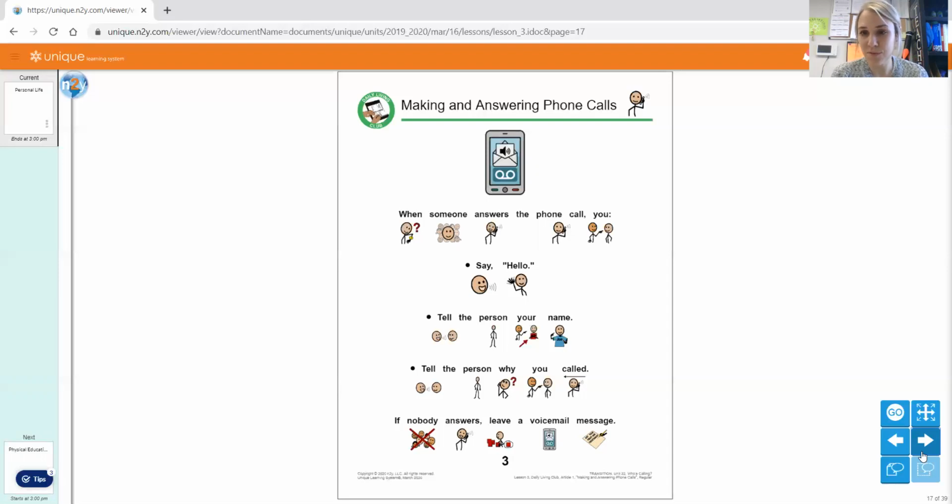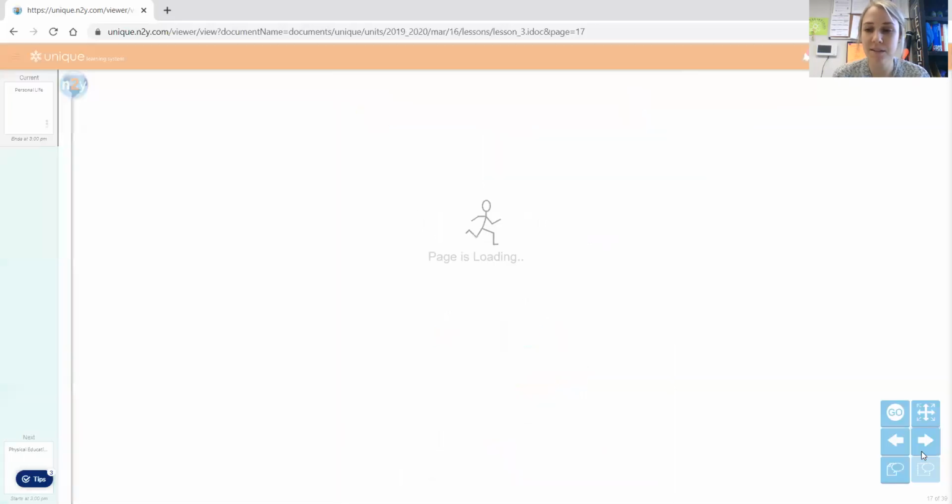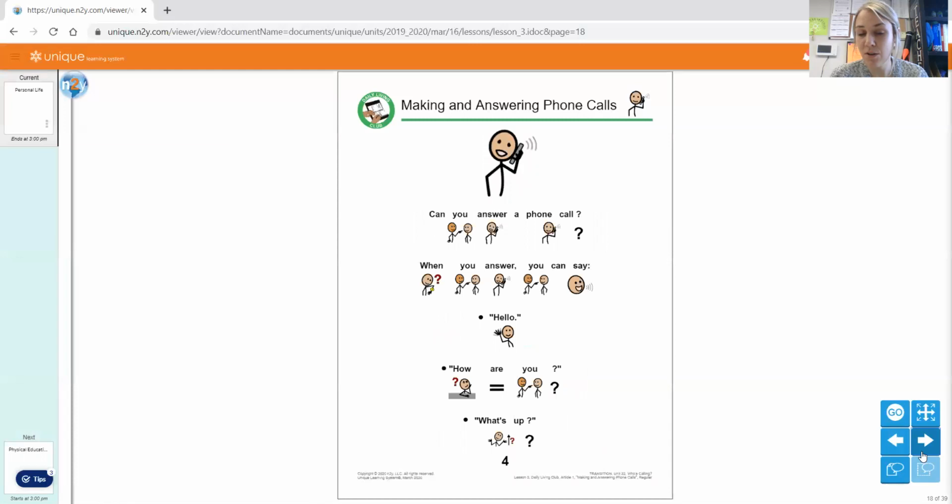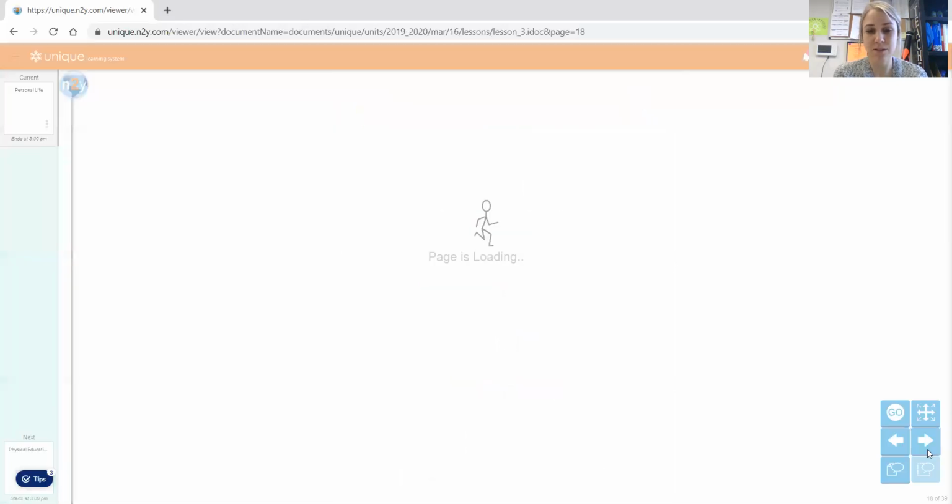Sometimes people will also throw in a text message and say, hey, I just called, no need to call me back. Or, hey, can you call me back when you get a chance? When you're answering a phone call, you can say, hello, and or how are you, or what's up. So there's not one right way. It's always a good idea, when you pick up the phone, to say something so they know that you're there.